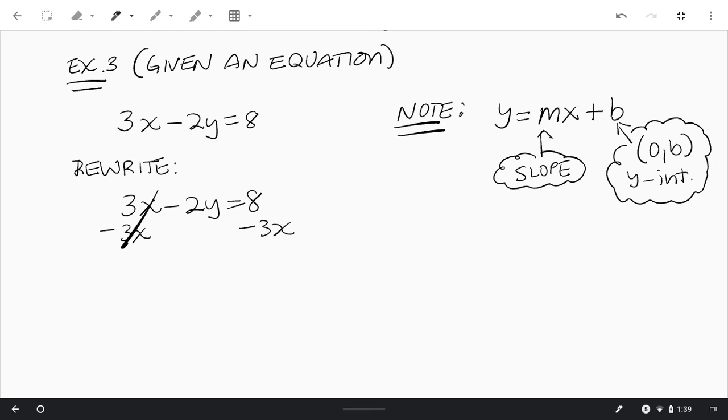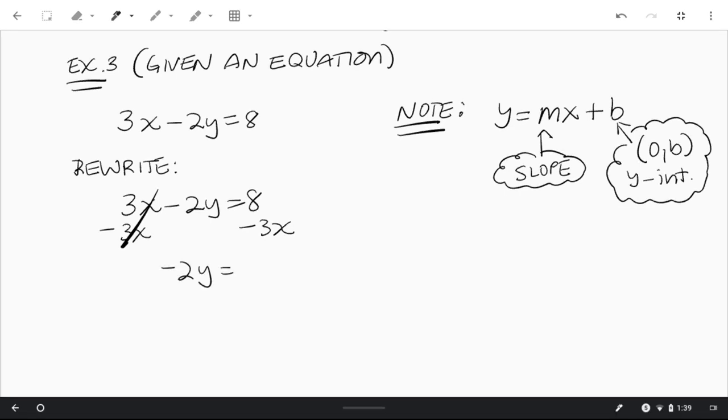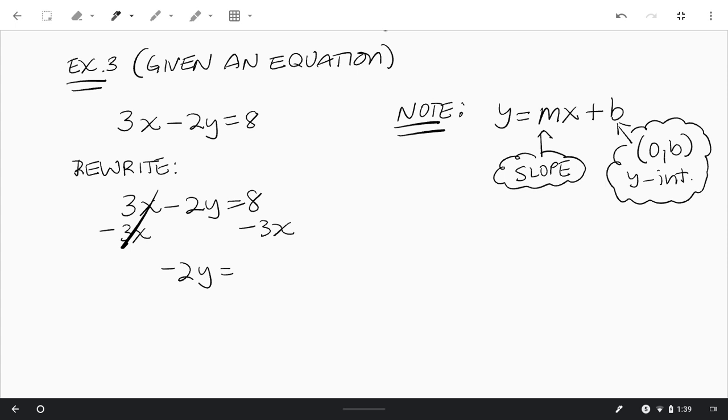Okay, and that will leave me with negative 2y equals, I'm going to go ahead and write the x term first. 8 and negative 3x cannot combine. They are not like terms. So it doesn't matter which order you write it in. I prefer to have the x term first. So I'll put negative 3x plus 8.